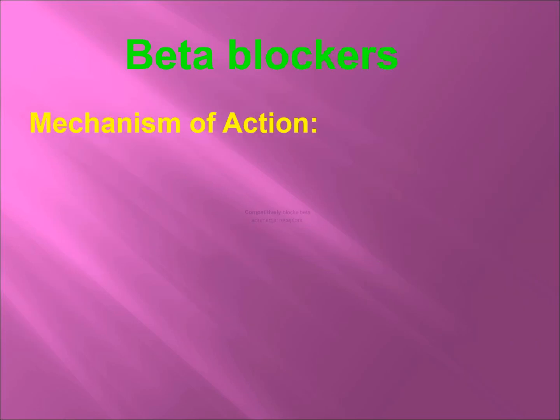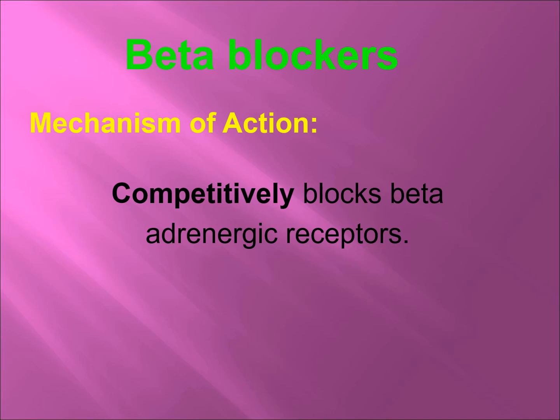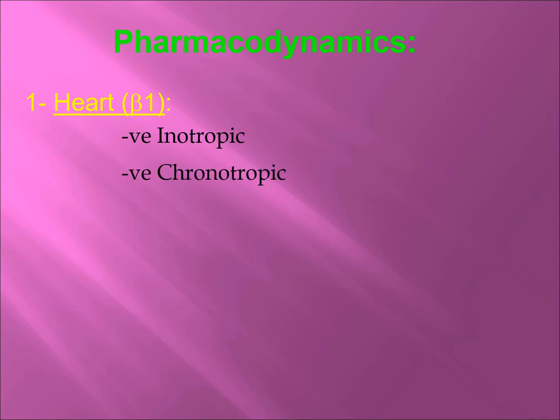Beta blockers. They compete with adrenaline for beta receptors. Pharmacological actions. The heart contains beta-1. Beta blockers will decrease all properties. Decrease contraction, negative inotropic. Decrease heart rate, negative chronotropic. This will decrease cardiac output, decrease myocardial work, and decrease myocardial oxygen consumption. Also, they decrease conduction, which is called negative dromotropic, decrease excitability, and decrease automaticity.